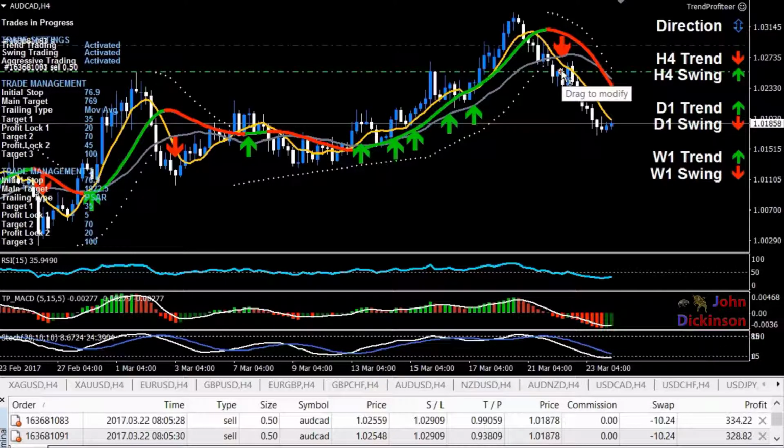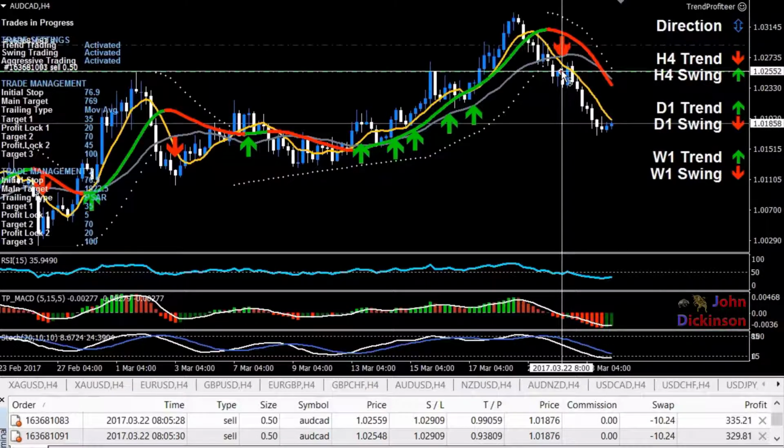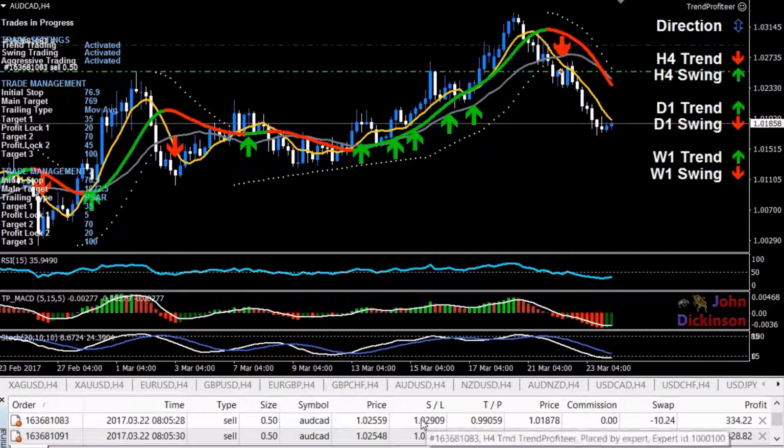Hey, I'm back. I'm on the Aussie CAD on the 4-hour, and take a look at this. Hang on. All right, there we go. We sold our position there at around the 102.55 mark, and it's been about 80 pips in profit, currently sitting on around 70 pips or just under, and about $650 in profit if I were to close now.